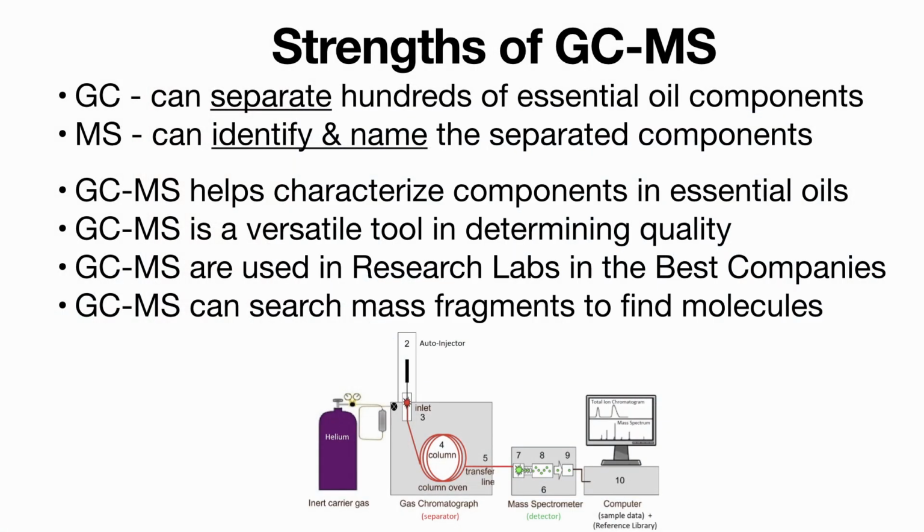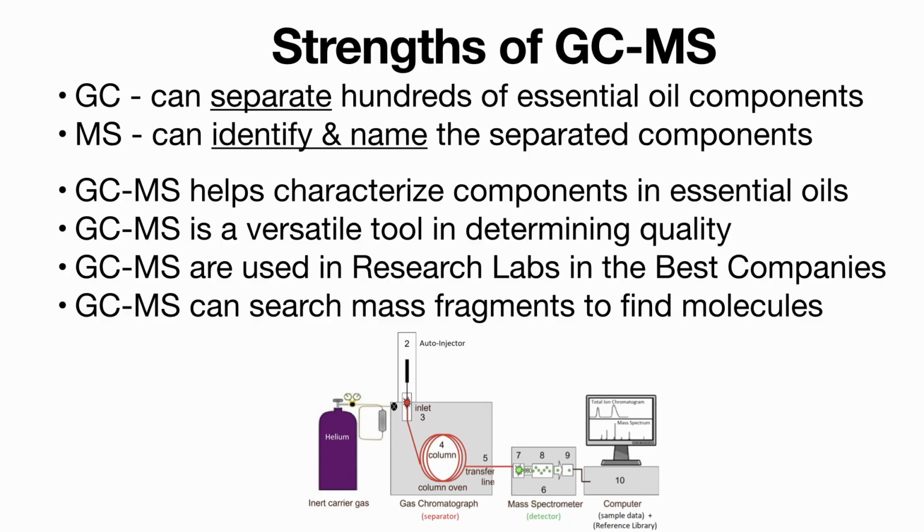Now let's review the strengths of the GCMS. The GC portion is great at separating hundreds of molecules that are found in each essential oil. The mass spectrum portion, the MS portion, is very good at identifying and naming the separated molecules in the essential oil. Now the GCMS altogether helps to characterize components that are found in essential oils.